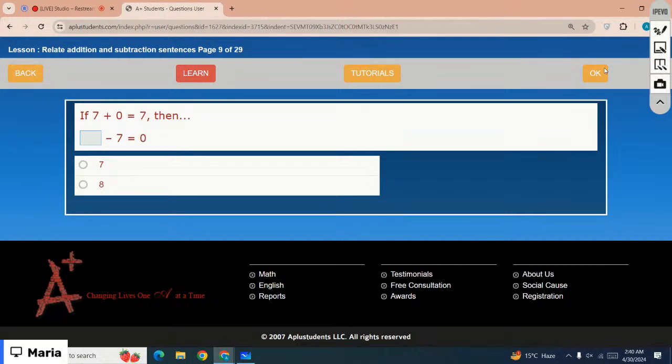If 7 plus 0 equals 7, then what number minus 7 equals 0, which is the correct option? That is 7 minus 7 equals 0.